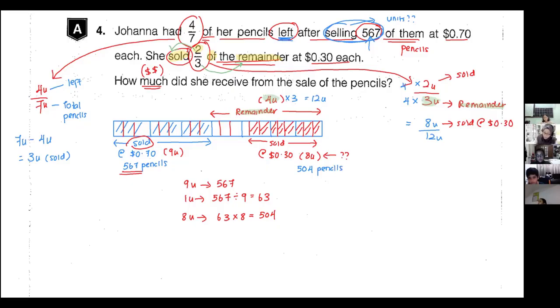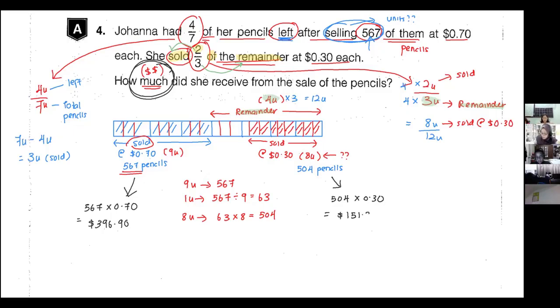So now I need to find how much, right? Total amount of money that she gets from the sale. Okay. So for these 567 pencils, easy. 567 times 0.70. Okay. And you are going to get 396.90. All right, for this one, you are going to take 504 times 0.30 and you will get 151.20. Okay, to find the total, what do I do? To find the total, this amount and this amount, I add together.